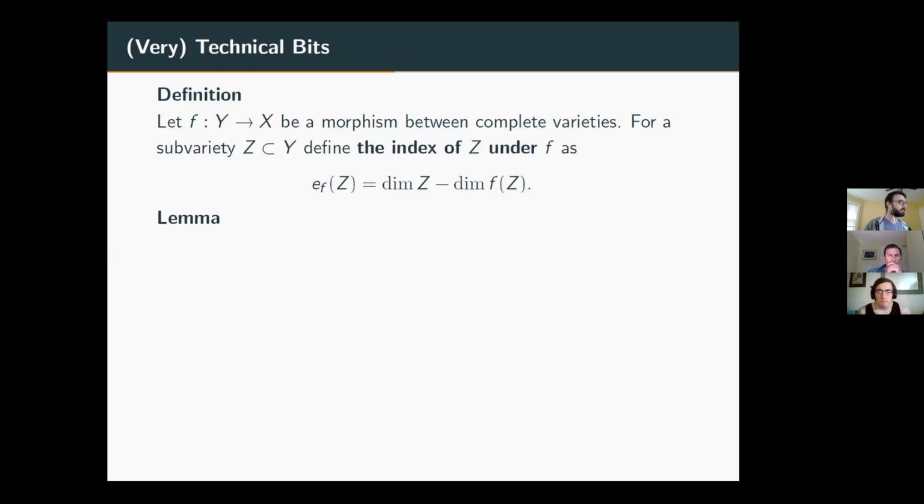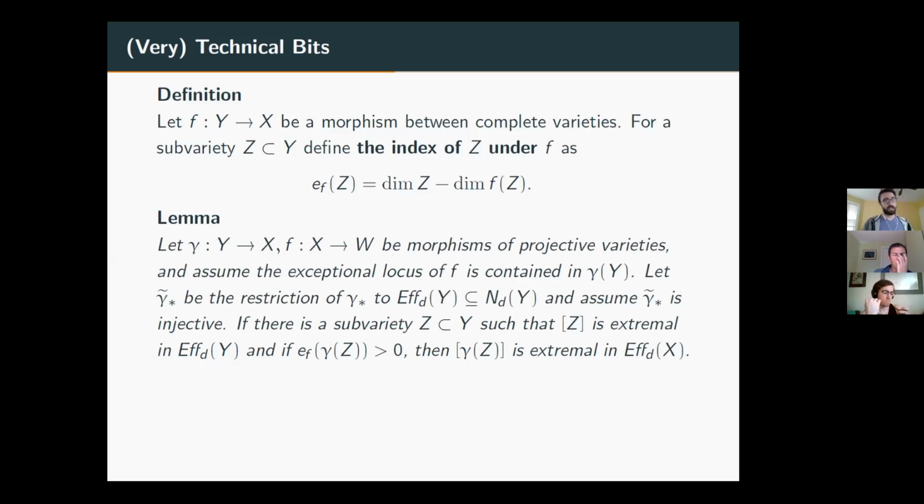Okay, so before I write this lemma, note an easy consequence. The index is positive if and only if z drops in dimension. Otherwise, it's 0. Okay? Okay, here's the technical lemma. And it's a bunch of words, but we're going to get to a picture, I promise.